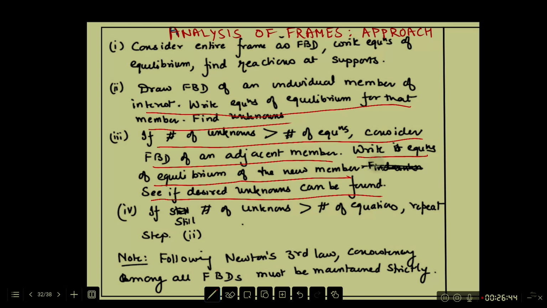That's what I have written. If still the number of unknowns does not match or is more than the number of equations, repeat step 2. What is step 2? Draw the FBD of an individual member of interest, the next individual member of interest. And while you draw several FBDs, keep this point in mind: following Newton's third law, consistency among all FBDs must be maintained strictly. If you don't do that, you will not get the right answer.